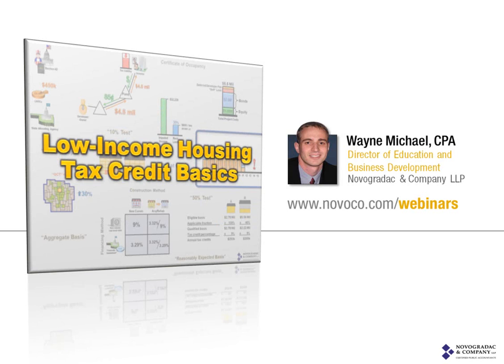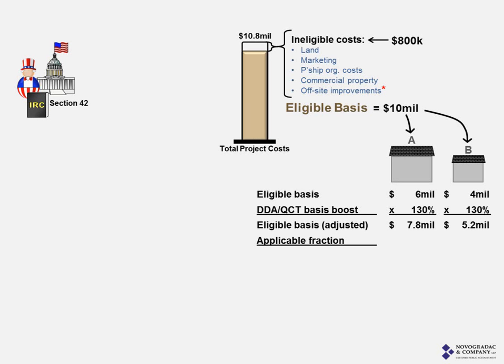Back to our example, once we arrive at the eligible basis, the next step is the applicable fraction, and that is the portion of each building that is set aside for low-income households. The applicable fraction is done on a lesser of floor space fraction versus unit fraction. So that's floor space of the low-income units divided by the floor space of all the units. So that would exclude hallways and other common areas.